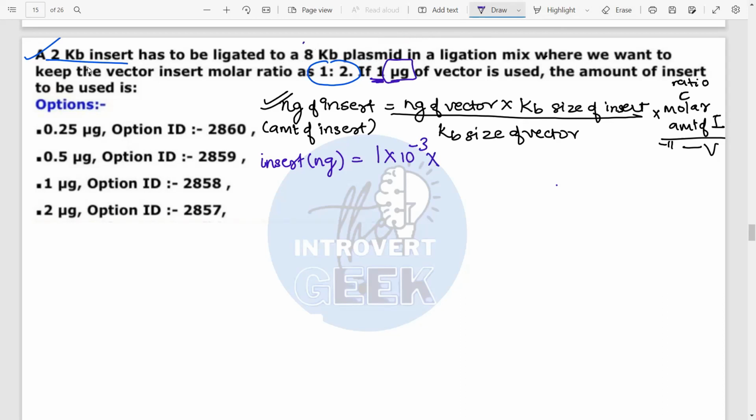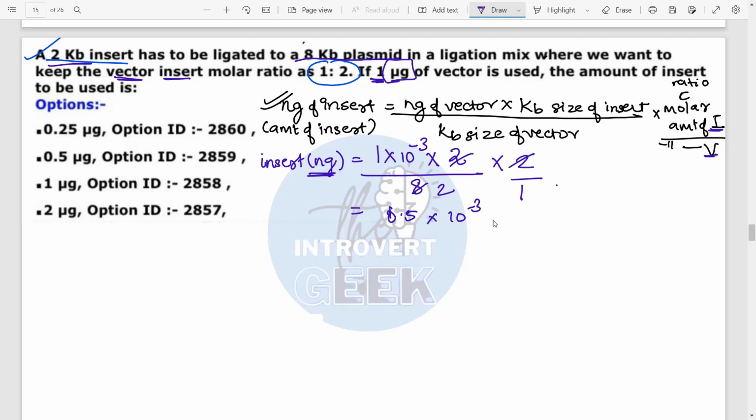So insert is 2 kb given over here. So into 2 divided by kb of vector, vector meaning the plasmid over here. So that is 8 kb into molar amount of insert to plasmid. But here, mind you, they have given you vector to insert. You want insert to vector. So it won't be 1:2, it will be 2:1. So just be careful of what is given in the question. So now this is 4 and this is 8. So 4 2s are 8, right? And then you have 1 divided by 2, that is coming to 0.5 into 10 raised to minus 3.